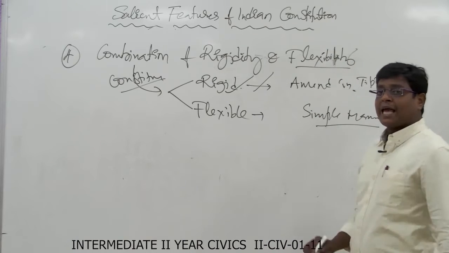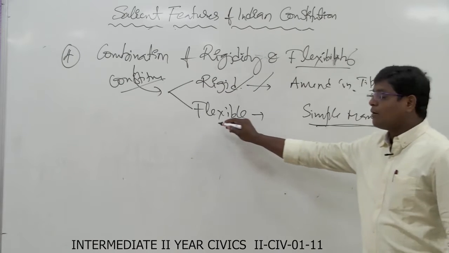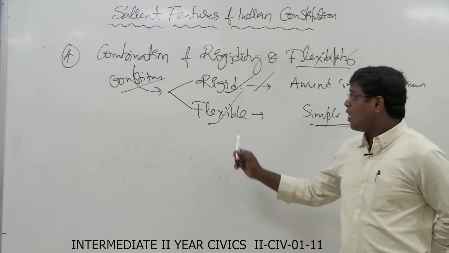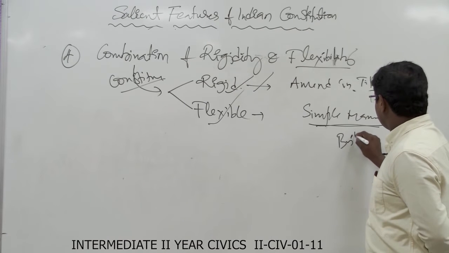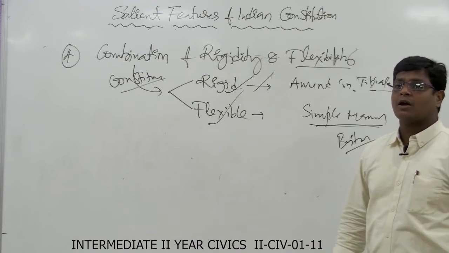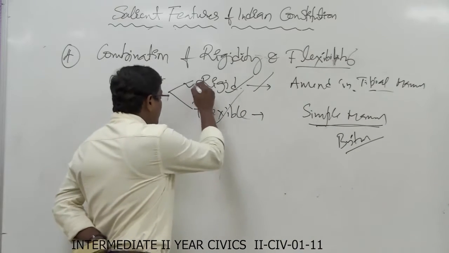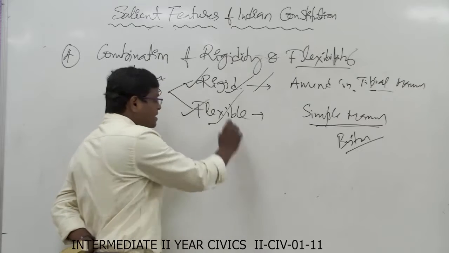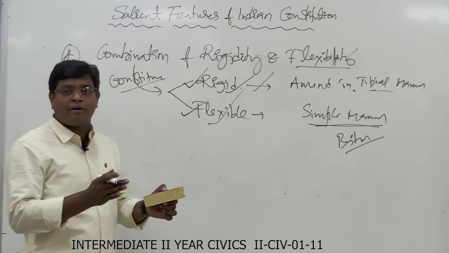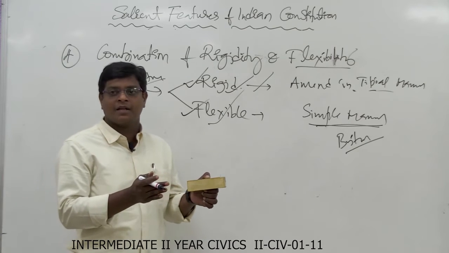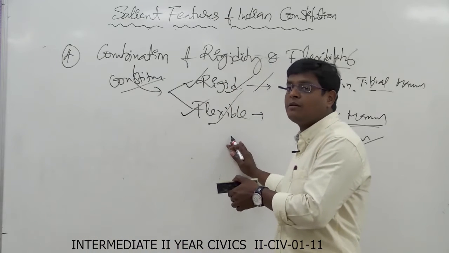That means for the amendment of the constitution, if we have a simple procedure, that is called a flexible constitution. Now, what is an example of a flexible constitution? The British Constitution. Britain has a very flexible constitution in the world. What about India? India is not a rigid constitution, and India is not a flexible one. India is both rigid and flexible. It is a blend of rigidity and flexibility. Understood? It is a mixture of both rigid features and flexible features.